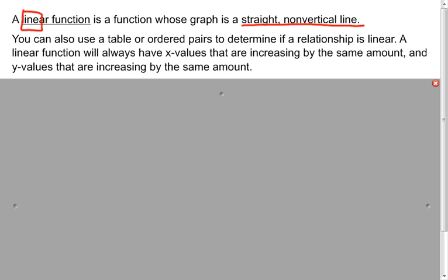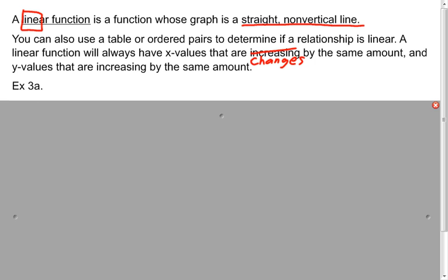A linear function always has x values that are increasing by the same amount and y values that are increasing by the same amount. I shouldn't have used the word increasing because sometimes they can be decreasing. I could put changes, either up or down. And I can do this one, same thing, changes by the same amount, either up or down.